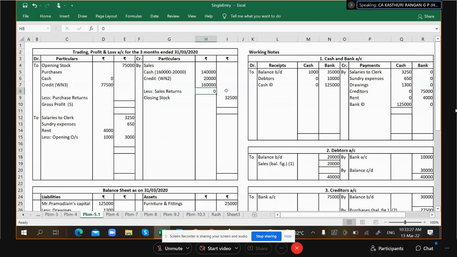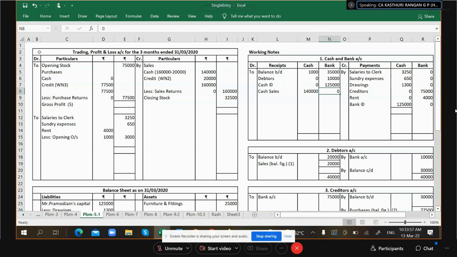Any sales return in the problem? No. Therefore, net sales is 1,60,000. Similarly, total purchase is 77,500, no purchase return, net 77,500. Now, friends, where will you record the cash sales? Cash sales will be recorded in the cash column. Cash account debit to cash sales 1,40,000.